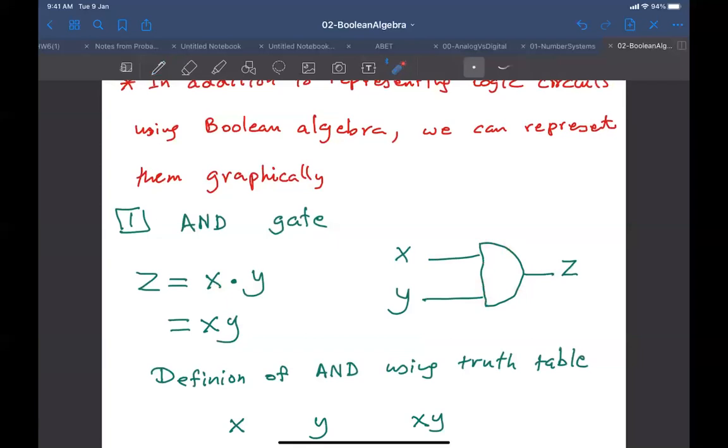And there must be some way for us to compute X ANDed with Y. X is a Boolean variable which takes two values, 0 or 1, and Y is another Boolean variable which takes two values, 0 and 1. So the possible combinations of X and Y are 2 times 2, which is 4. We can have 4 different combinations, and for every combination we compute X ANDed with Y.